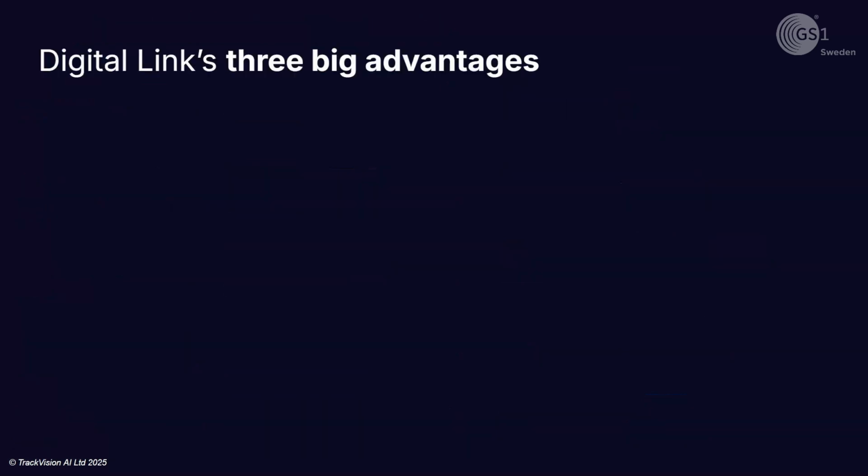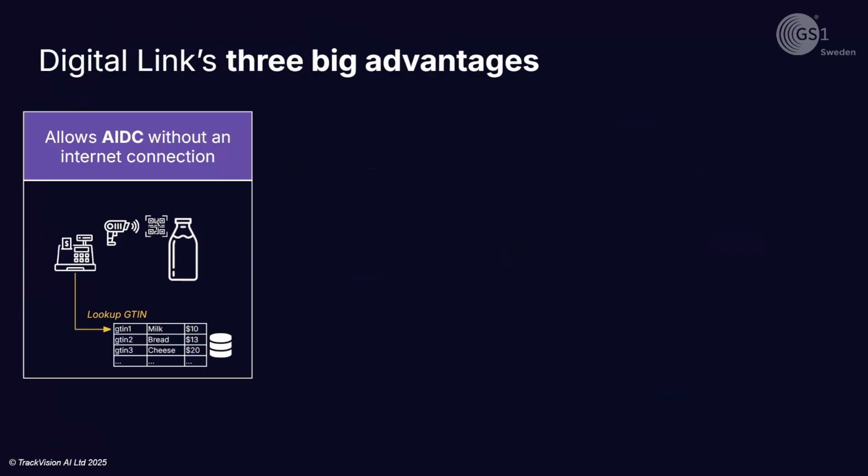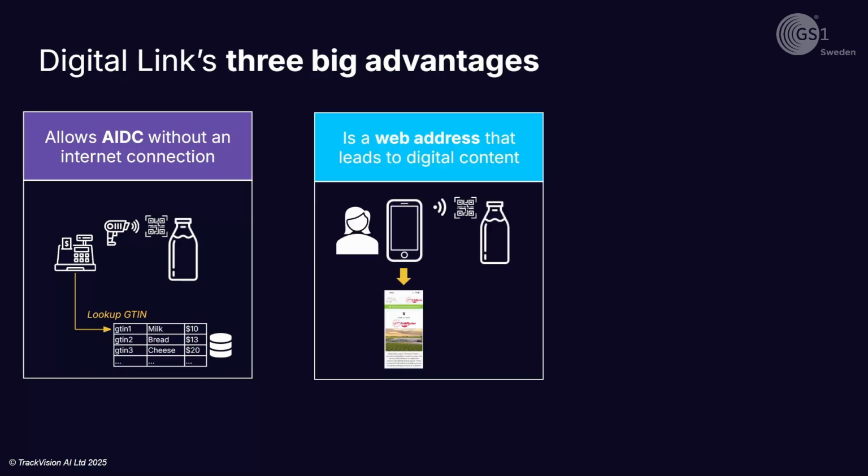So what are the big advantages of digital link? There's three of them. One is it allows data capture and identification without an internet connection. So classic example, a point of sale system, usually scanning 1D barcodes. Now it could scan a 2D barcode like a QR code or a data matrix, and just strip that GTIN out and look it up in its local database and print out receipts and show prices and so on, right?